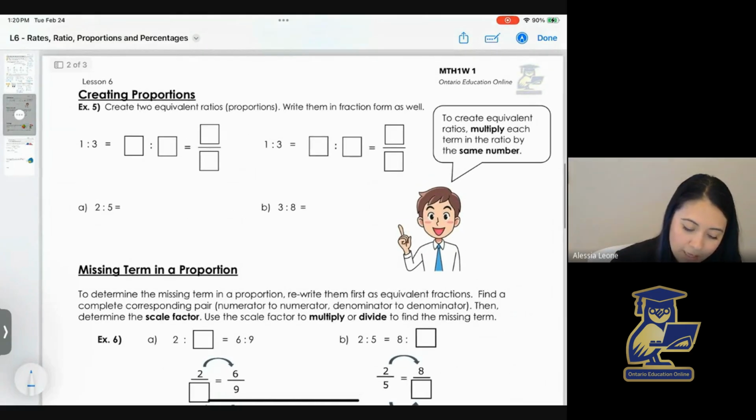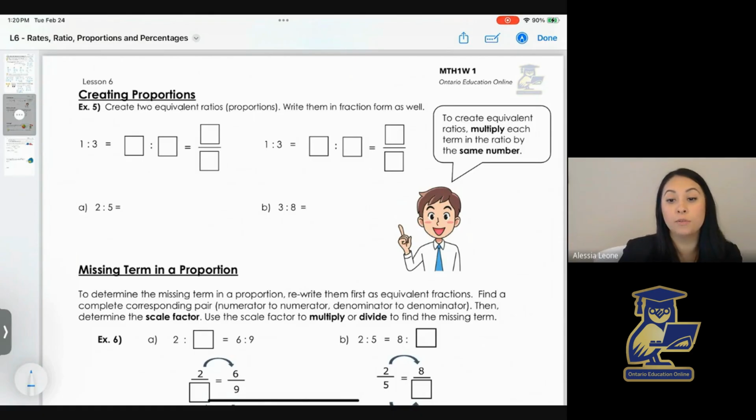Okay. Now at the top there, creating proportions. So we want to create 2 equivalent ratios. So 2 equivalent proportions. And we're going to write them in fraction form as well. Now, there's a bubble on the side there. To create equivalent ratios, we have to multiply each term in the ratio by the same number. Let's look at the first one, 1 to 3. They want us to make a proportion. So we want to make an equivalent ratio.